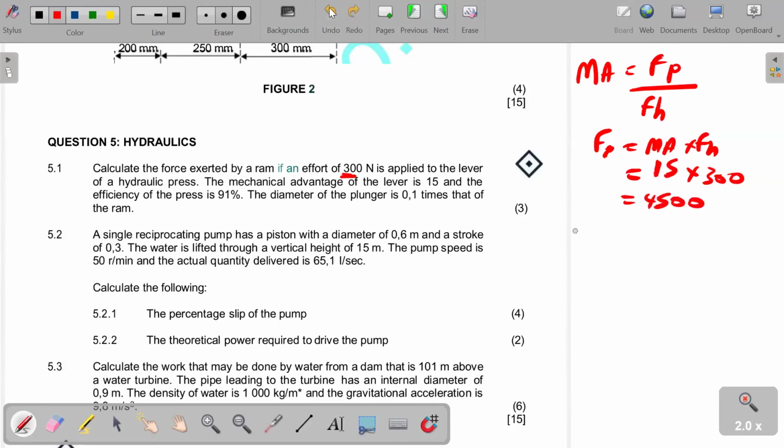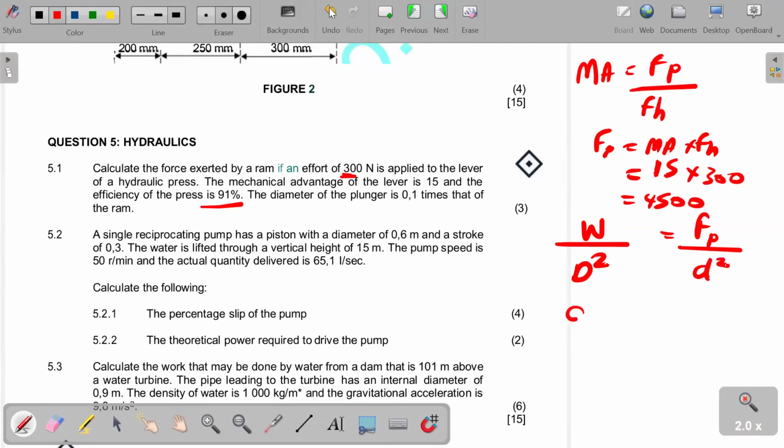Okay, now we want to calculate the ideal weight of the ram. Why am I calling it the ideal? Because the machine, we were told that it has an efficiency of 91%. That means that's where the actual weight is going to be. So calculating the ideal weight, we are saying weight over the diameter of the ram squared is equal to force of the plunger over the diameter of the plunger squared.